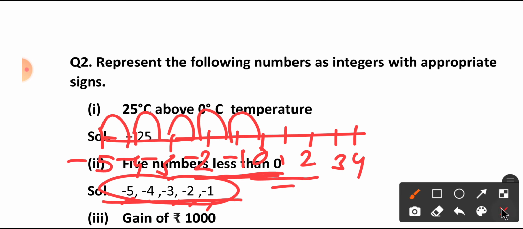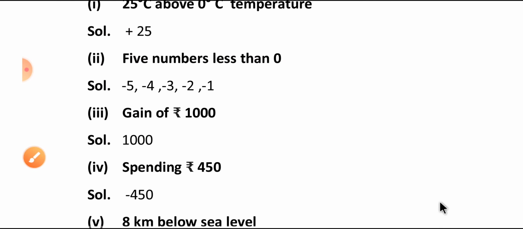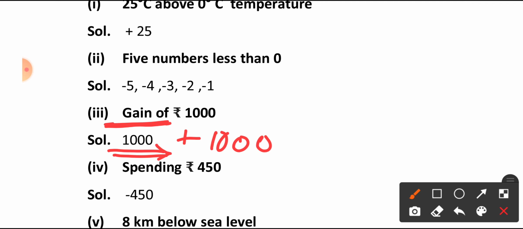Then gain of rupees 1000. It means we are gaining. So gain will be represented by which? Plus sign. So plus 1000, or you can simply write it as 1000 also without sign.